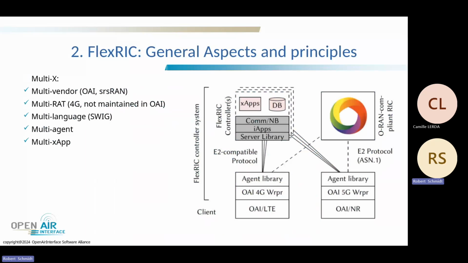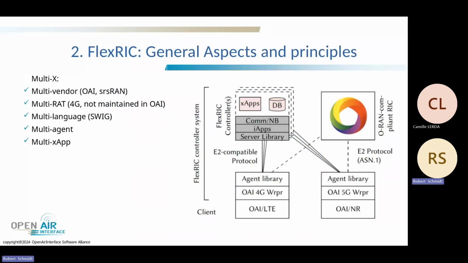So now, okay, that's something that I did. The idea was then to do multi-X, so multi-vendor. You can have different things. You have multi-RAT, so 4G, 5G. Multi-language is now SWIG. So basically, there is an SDK for the xApps, which is written in C, but SWIG is a kind of generator for interfaces, which takes the C header and then generates bindings for other programming languages.